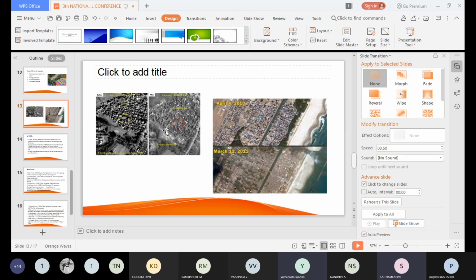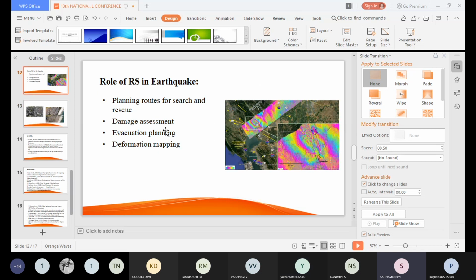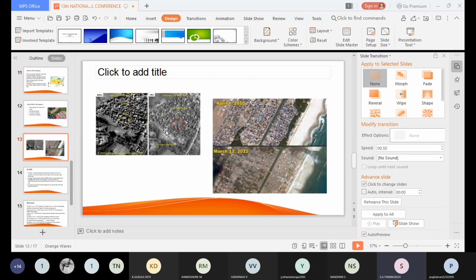Can you say how you are saying that this second image is an affected image? This is an earthquake image you are saying. Is there any proof to validate your result? Ma'am, for now we are getting the affected image from the NRSA source, ma'am.